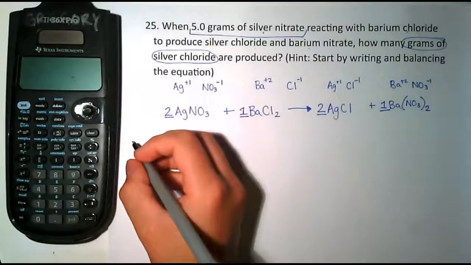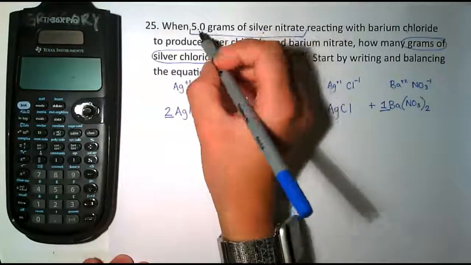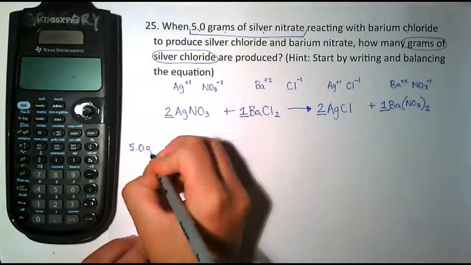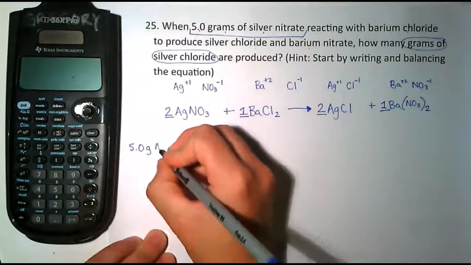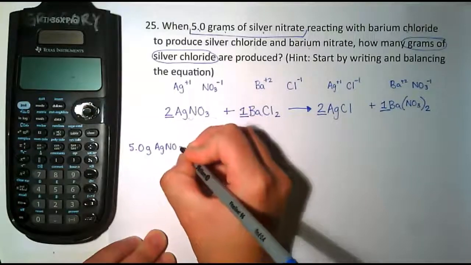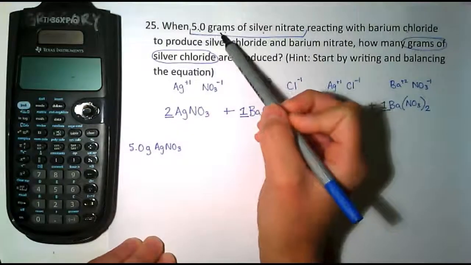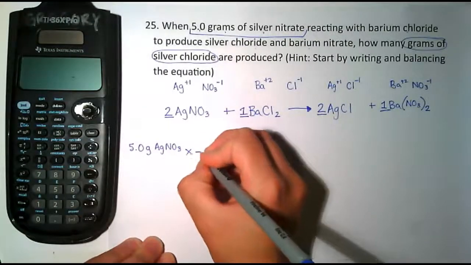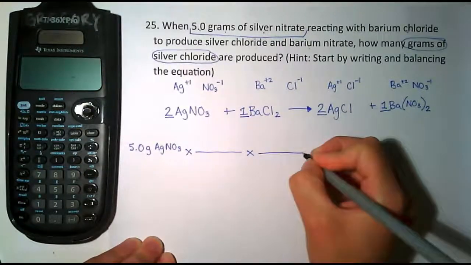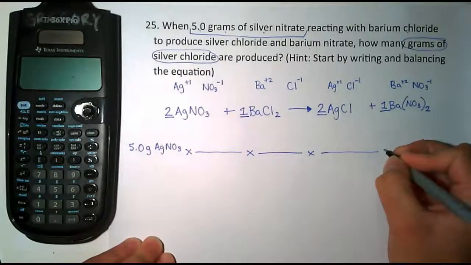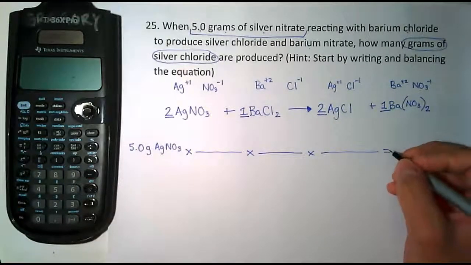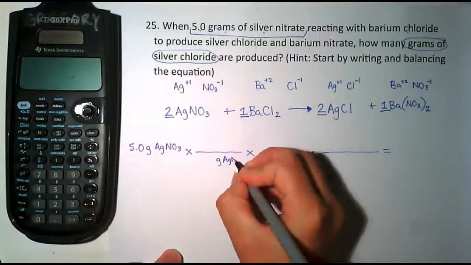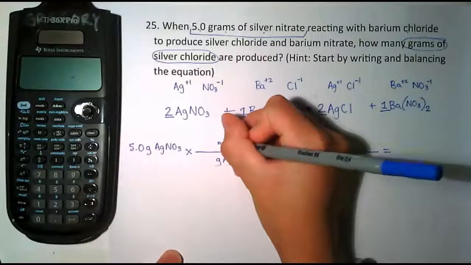So now we need to start doing some stoichiometry. So our given value, unit, and substance, so 5.0 grams of silver nitrate, so AgNO3. And then we're going from grams of one thing to grams of another thing. So that's going to end up being 3 conversion factors. 1, 2, 3 conversion factors to get to our final answer. The first one is going to take grams of our first thing, silver nitrate, and we're going to convert it to moles.